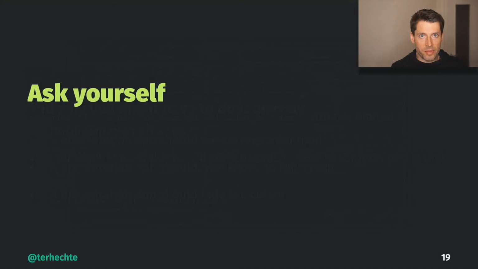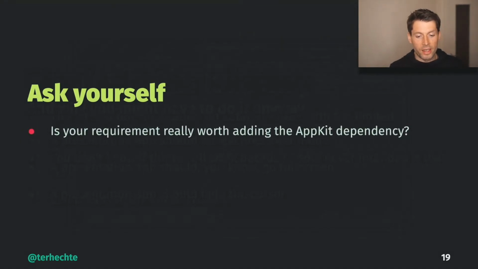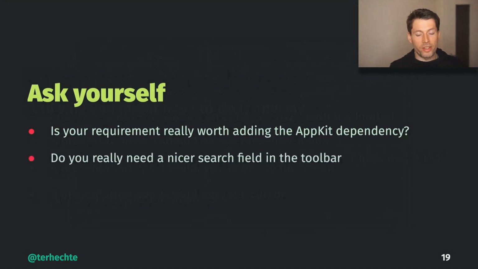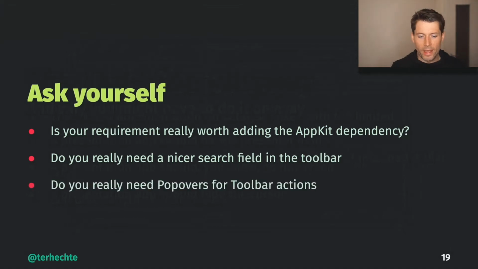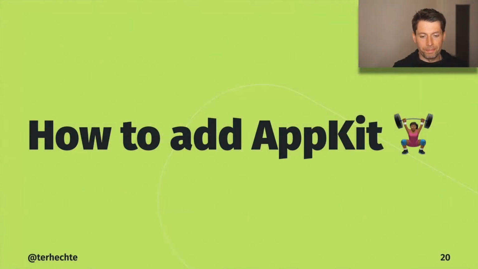Nevertheless, I asked myself, and you should also do that, is the requirement you have really worth adding the AppKit dependency? For example, you can have a nicer search field with AppKit, but does that really merit adding this complexity, this hack that is very difficult to maintain? I would say no. And then, do you really need popovers for toolbar actions? Isn't there maybe something else you can do? So obviously there are things you have to ask yourself. For me, I had to go the AppKit route because there were things that weren't really possible otherwise.